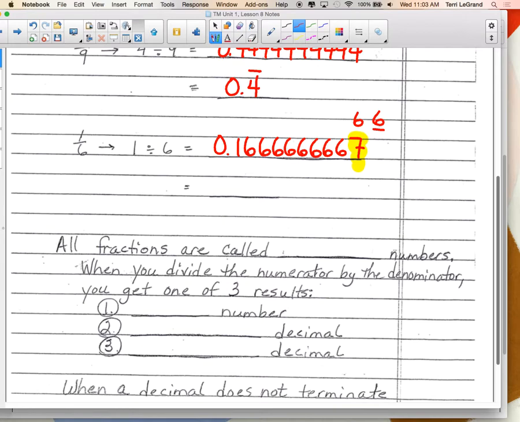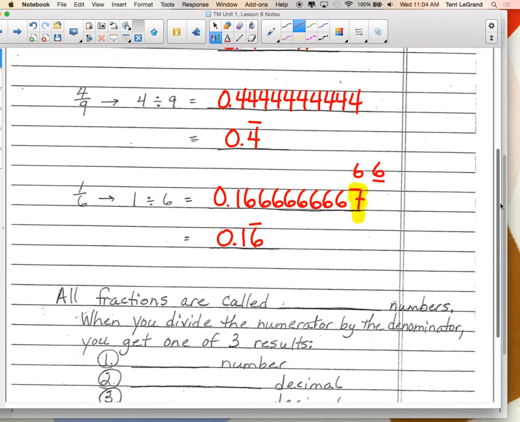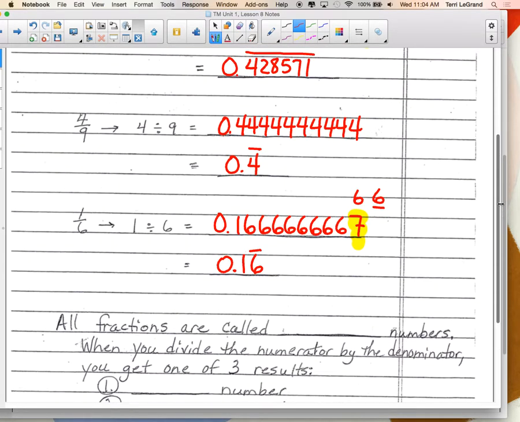So there is a repeating pattern. What is it? What keeps repeating? Katie? 6. The 6. So we would write this 0.16 only repeating bar over the 6, the 1 does not keep repeating. Only the 6 repeats. So we can't put the repeating bar over the 1. So make sure your repeating bars cover as much as they're supposed to, and only that much. Okay? So any questions on those when you have to do those in your homework?